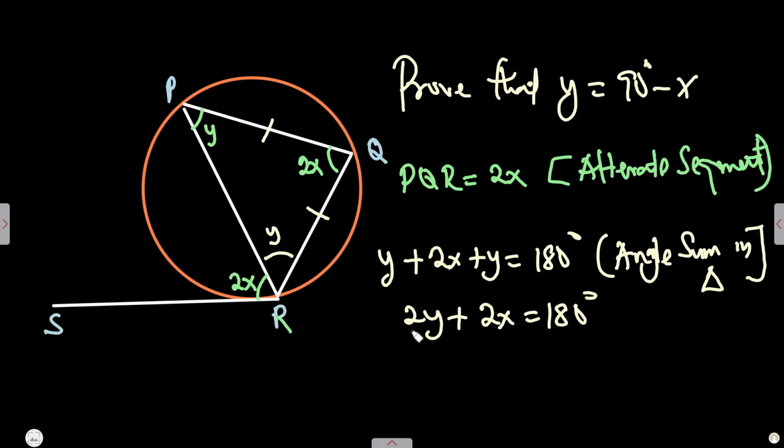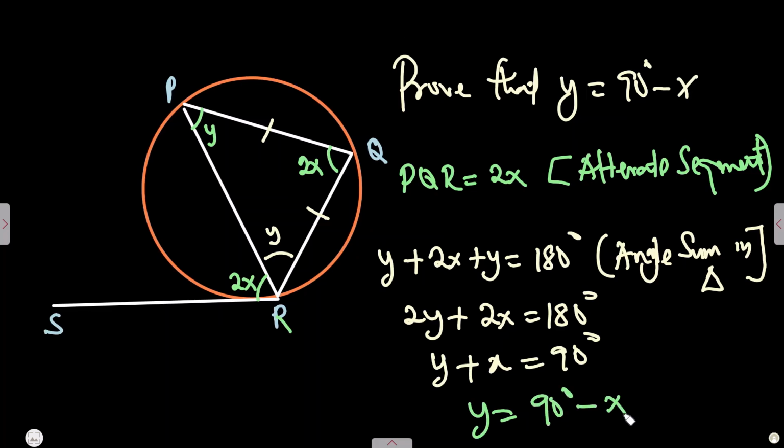180 degrees. Now of course, if you look at this carefully, you can see that we have a common factor for the expression here, which is 2. So I can divide all through by 2. That's going to give me y plus x equals 90 degrees. And of course, from here we could easily prove that by making y the subject. So y here is definitely going to be 90 degrees minus x, and this proves that y is equal to 90 minus x.